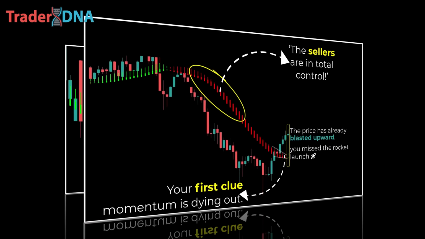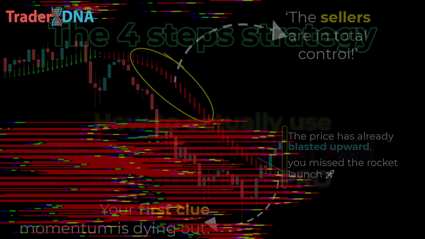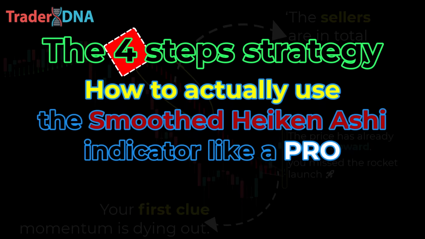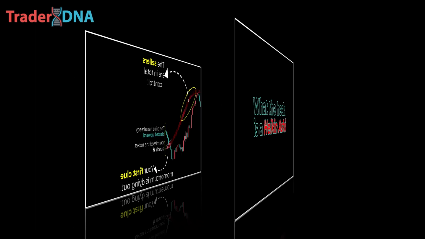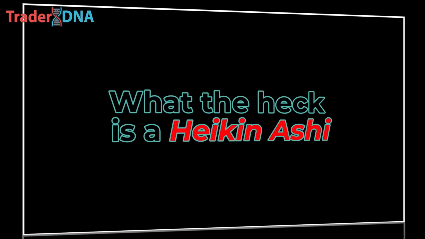And that's why I'm about to show you the 4-step strategy, how to actually use the smoothed Heiken Ashi indicator like a pro so you catch the move early, not late. Ready? This is where things get next level. Alright guys, let's break this down because this is insane.